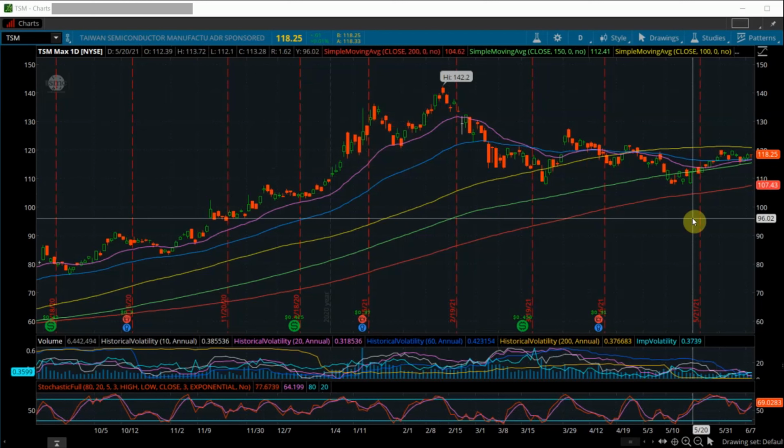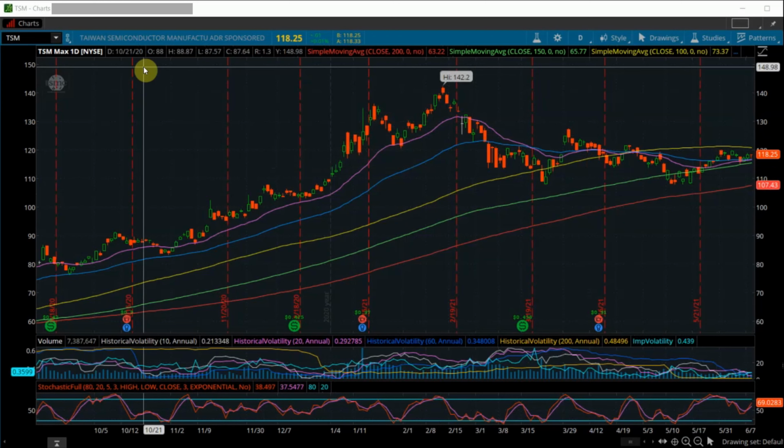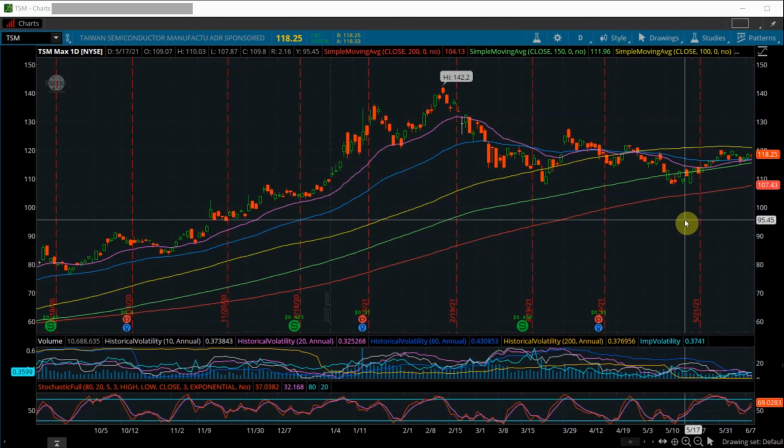So I'm just going to do a very quick demo on the Thinkorswim platform. The stock that I'm looking at is actually the Taiwan Semiconductor, ticker symbol TSM. So if you follow my weekly options trading game plan videos, this is actually one of the stocks that I mentioned that I'm very keen to enter a diagonal spread position for this.